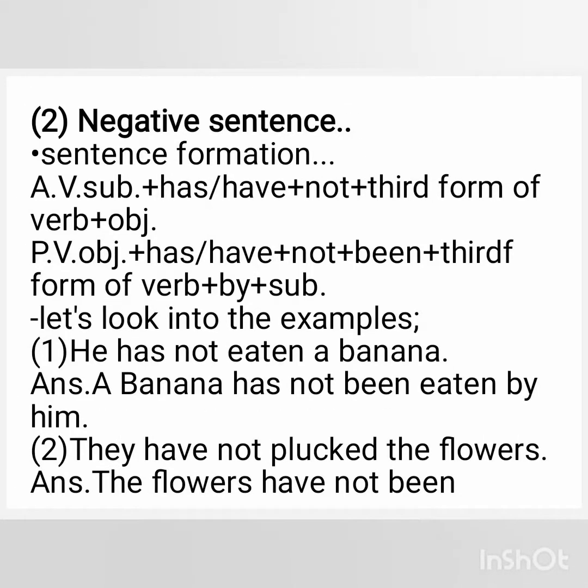Now let's move on to another kind. It is the negative sentence. Let's see the sentence formation. In the active voice, it will be subject plus has/have plus not plus third form of verb plus object. And in the passive voice, it will be object plus has/have plus not plus been plus third form of verb plus by plus subject.